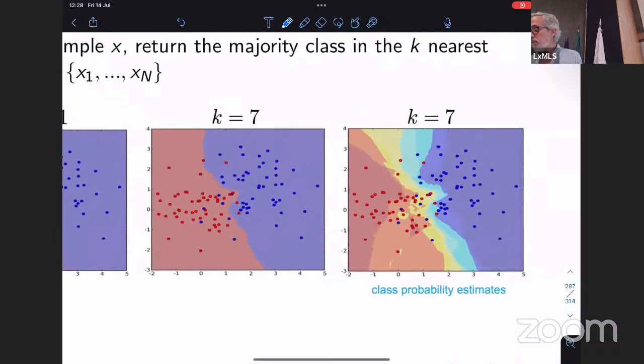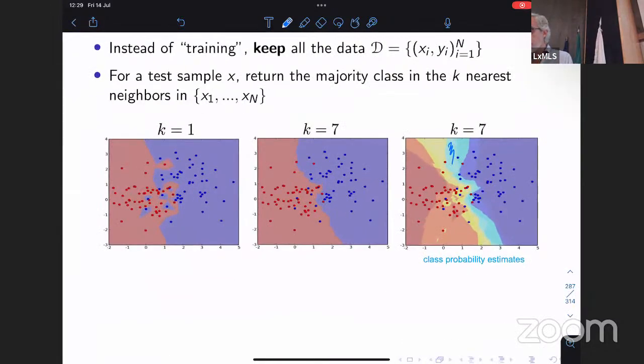And if you have a large enough k, you can actually have class probability estimates. Because, for example, if in those seven nearest neighbors, all of them are from class blue, then the probability of class blue is 1. But if, for example here, in the seven nearest neighbors, 5 are from class blue and 2 are from class red, then your probability estimate is that 5/7 is the probability of one of the classes and 2/7 is the probability of the other class. So you can just count the proportion of the classes in the nearest neighbors and you have class probability estimates.